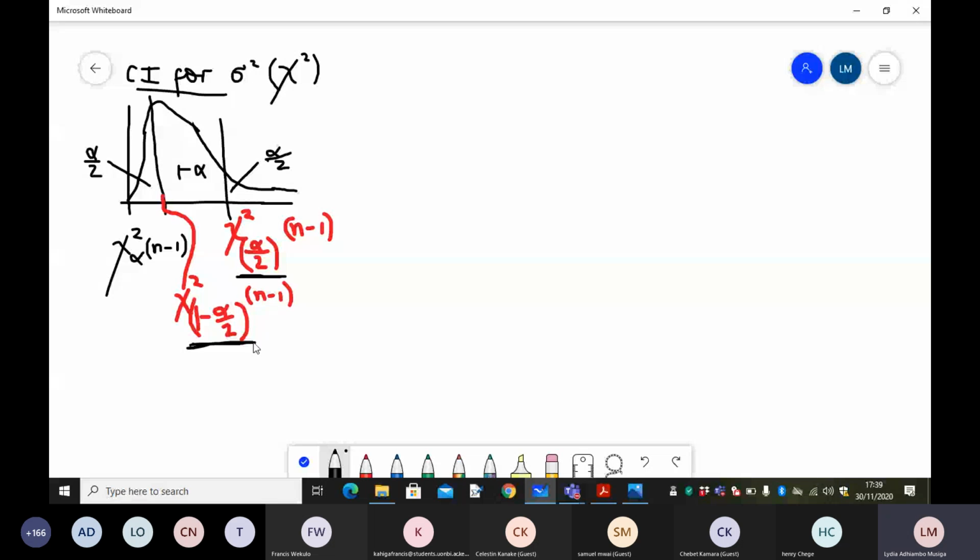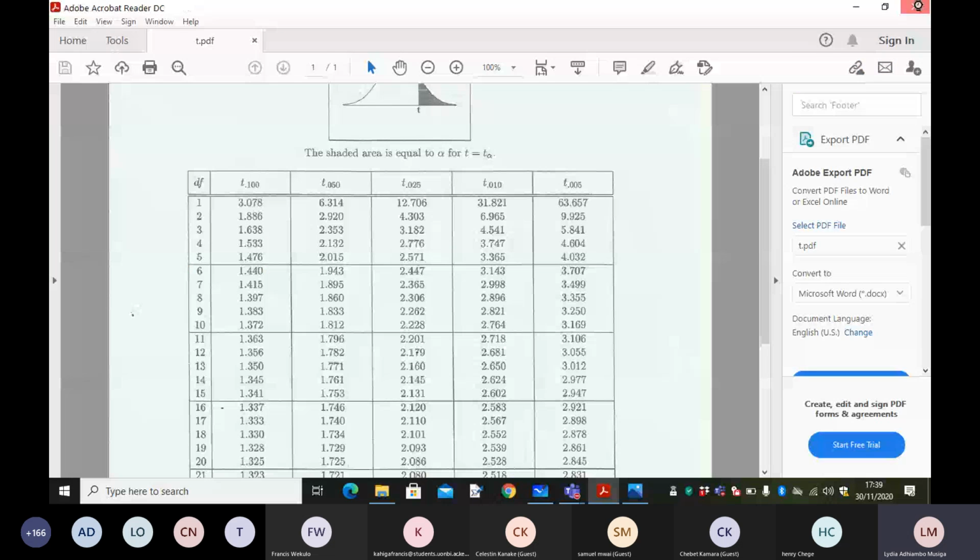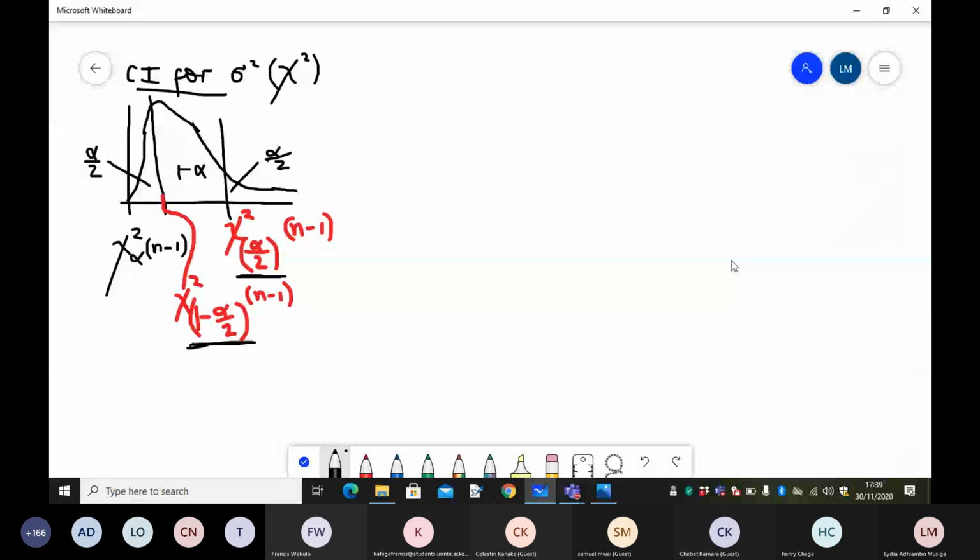So you need to identify alpha over 2 and 1 minus alpha over 2. You need to know the numerical values before you go to the tables. So with that understanding, let me give you the confidence interval for population variance.